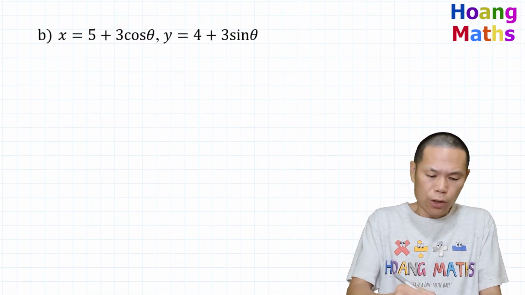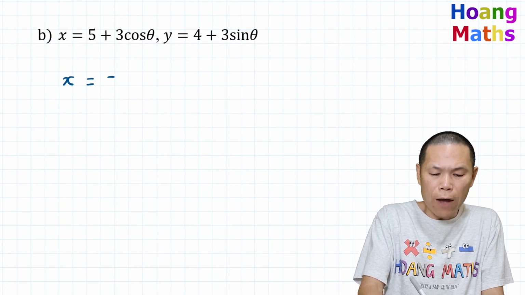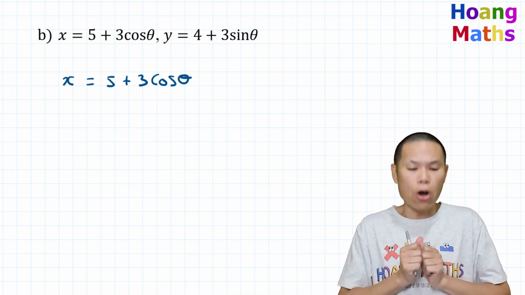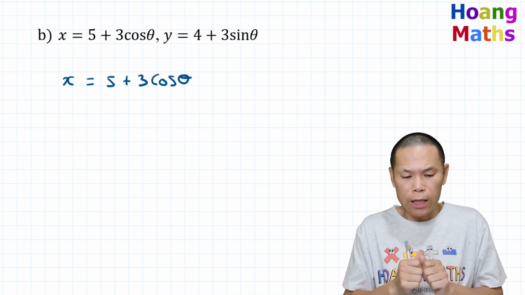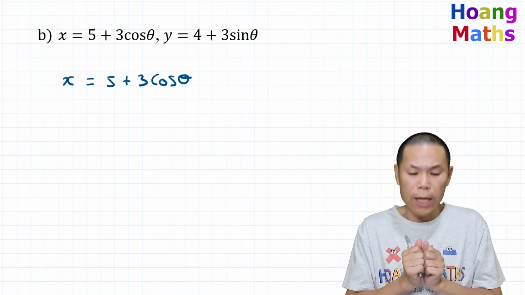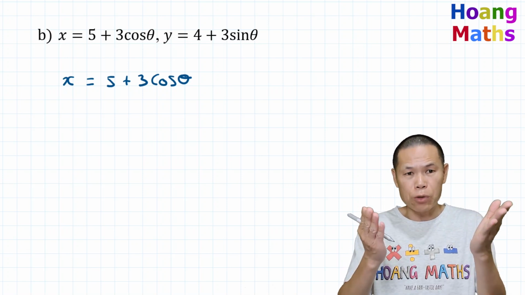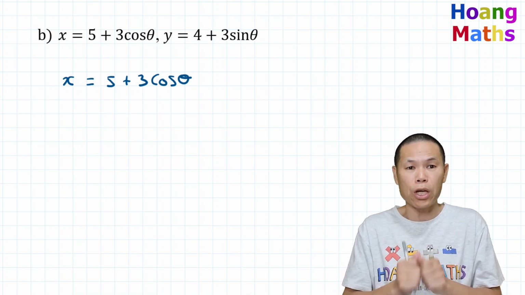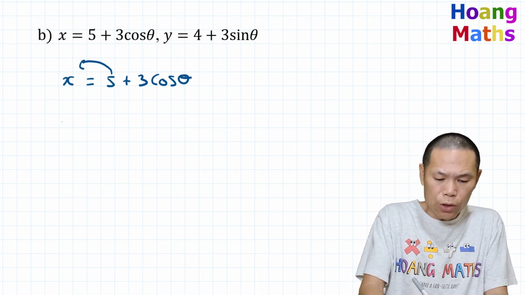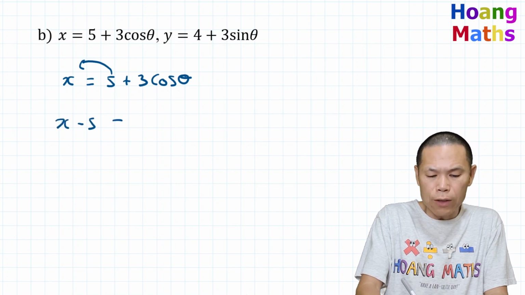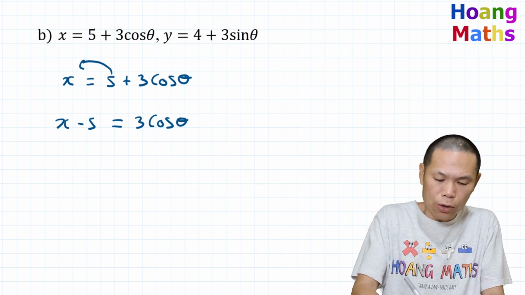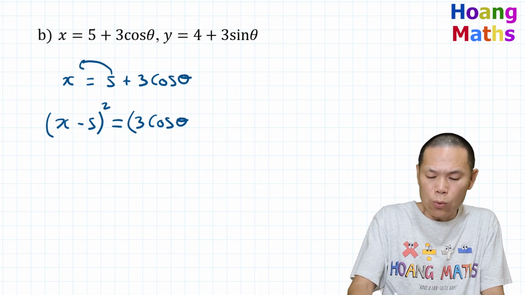So part B. We have x is equal to 5 plus 3 cos theta. Of course, we can make cos the subject, and with the other equation make sine the subject, and square both sides. But it's easier and simpler to make 3 cos theta the subject and 3 sine theta the subject. So we move the 5 to this side, which gives me x minus 5 is equal to 3 cos theta. So I square both sides.